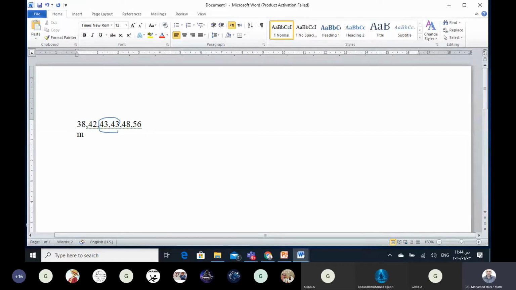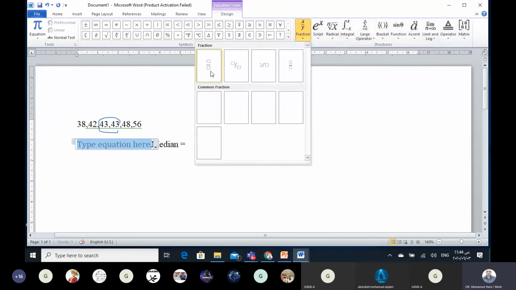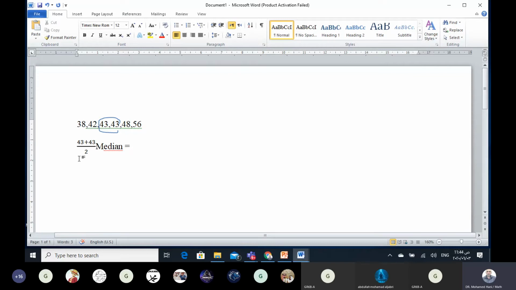Then we can write here: median equals 43 plus 43, divide by 2. So we divide by 2.